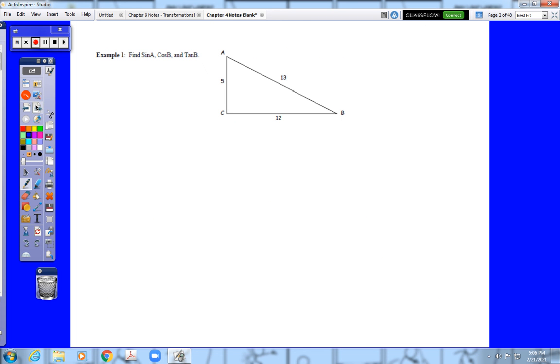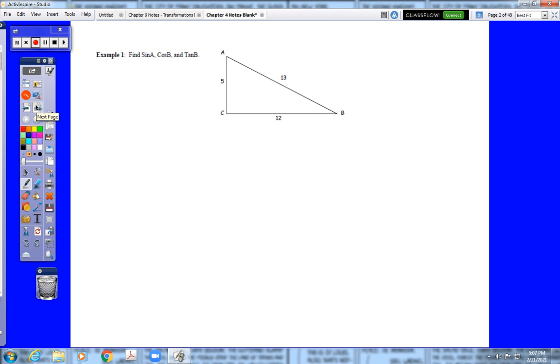Okay, so here is a triangle. We're going to find in this triangle the sine of angle A, the cosine of angle B, and the tangent of angle B. So the first thing we need to do is name the sides.